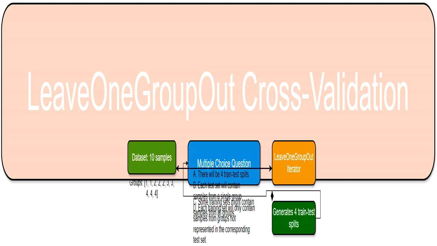I'm using scikit-learn's LeaveOneGroupOut, LOGO, a special type of cross-validation. It's designed to handle data grouped into different categories. It helps ensure that the model evaluation is fair and accurate when your data has inherent structure.